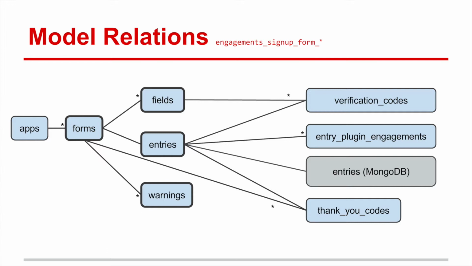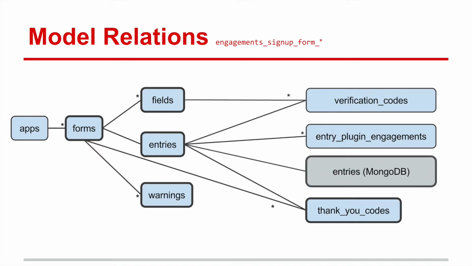Now let's talk about those thank you codes for a minute. When a business user creates thank you codes, she attaches those codes to the form. But then when a consumer submits forms, the thank you codes get attached to the entries. So that's why we have the two-way relationship there between thank you codes and entries, and thank you codes and forms.